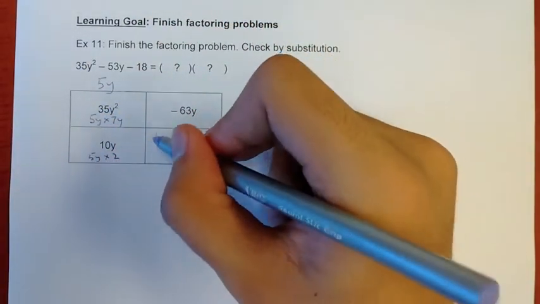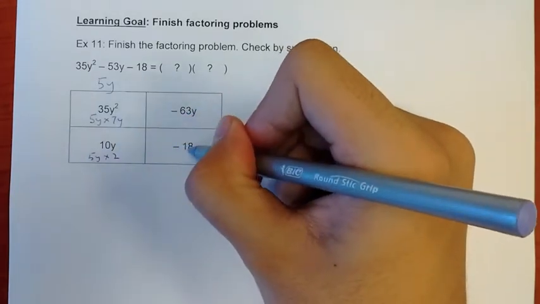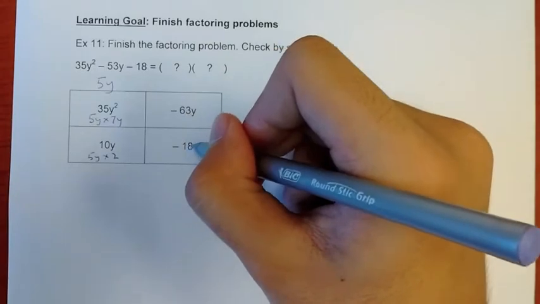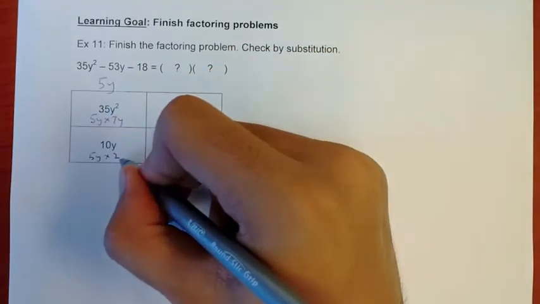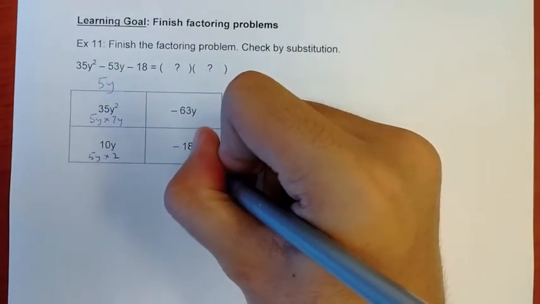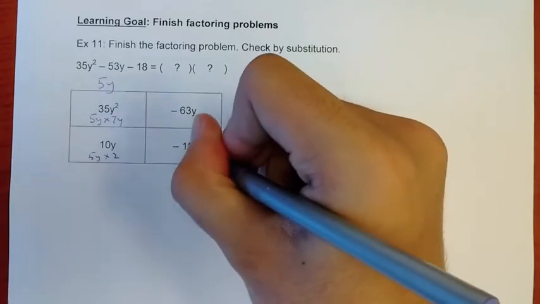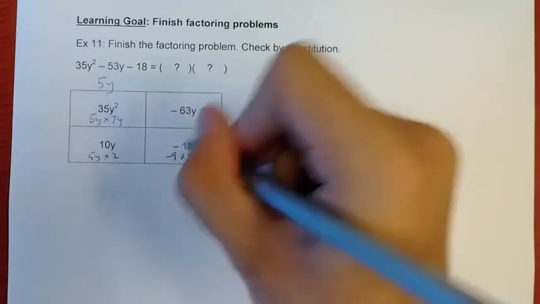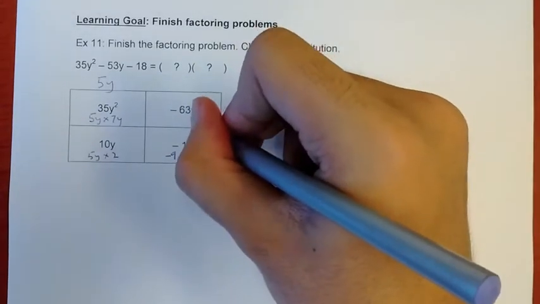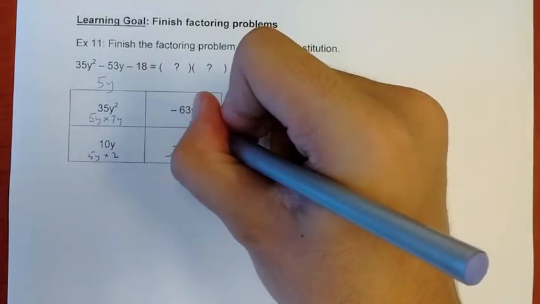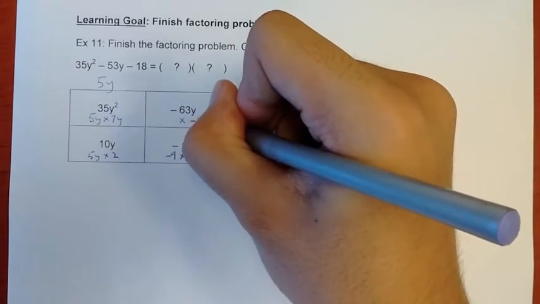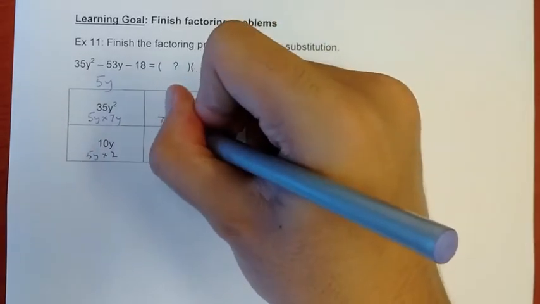And then over here we notice that 10y and negative 18 also have a 2 in common. They could have a negative 2 in common, but I already wrote a 2 over here, so we're going to use 2 here. And negative 18 divided by 2 is going to be negative 9. And let's use this negative 9 up here again. So then we have negative 9 times negative 63y divided by negative 9 is going to be 7y.